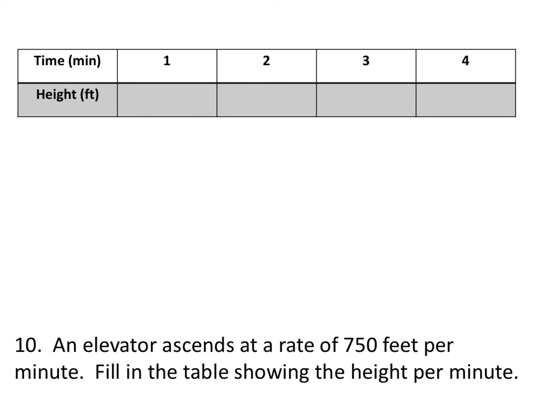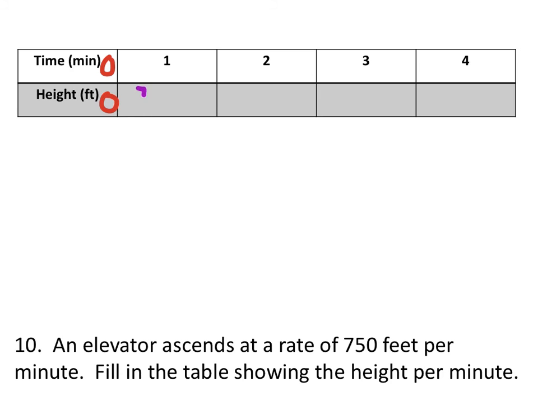All right, number 10, an elevator ascends at a rate of 750 feet per minute, in the table showing the height per minute. Okay, well, they told us the number of minutes on these ones, and we know it's 750 feet per minute. And maybe they should have specified that it would start at 0. So I guess we get to start at 0, right? What I mean is, at 0 minutes, we'll say they're at a 0 height.